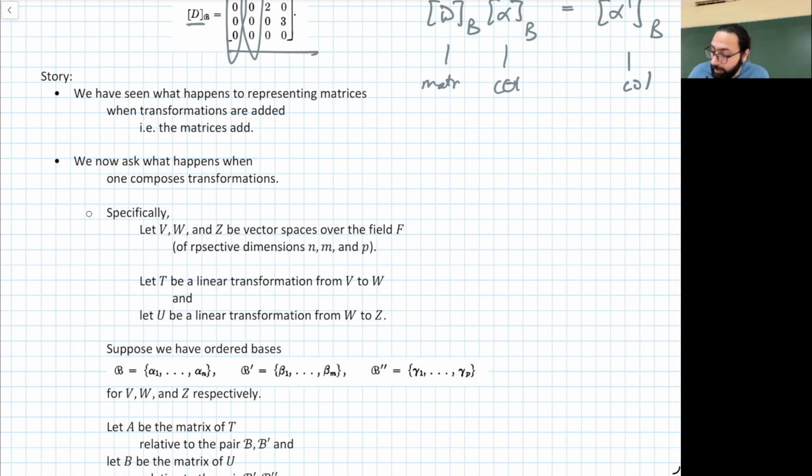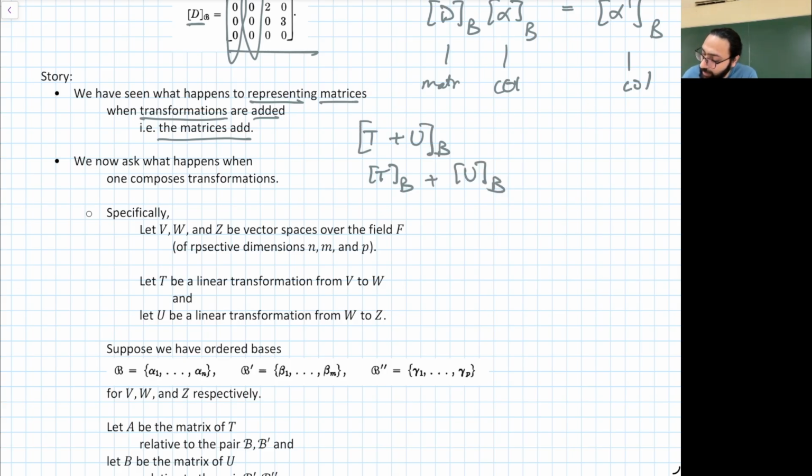Right. So now we have seen what happens to representing matrices when transformations are added. That is, the matrices add. So we saw that if you have T plus U, this was defined as the linear combination of these linear operators. So it's just the sum of the linear operators. Then the matrices also add. Okay, this we already sort of saw. So the representation of T plus U is the same as the representation of T plus the representation of U.